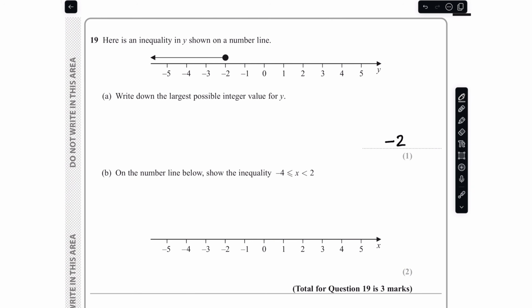On the number line below, show the inequality -4 is less than or equal to x, which is less than 2. So if x is greater than or equal to -4, that's going to be a full circle over -4, and x is less than 2, so that's going to be an open circle. So I'm not going to color or shade in my circle because it doesn't equal 2, it has to be less than 2. And so all I need to do now is just join these two circles, and that right there is your final answer.